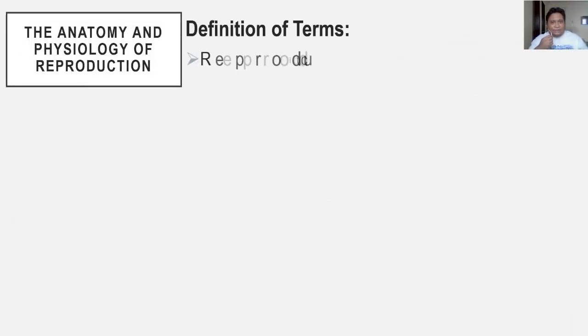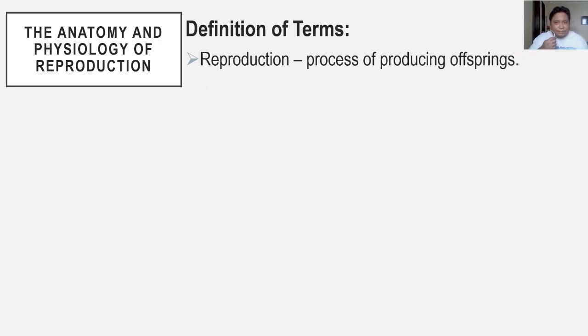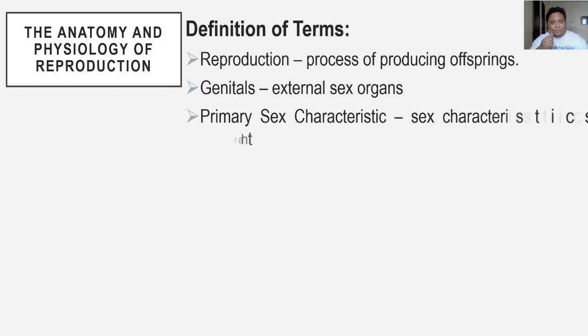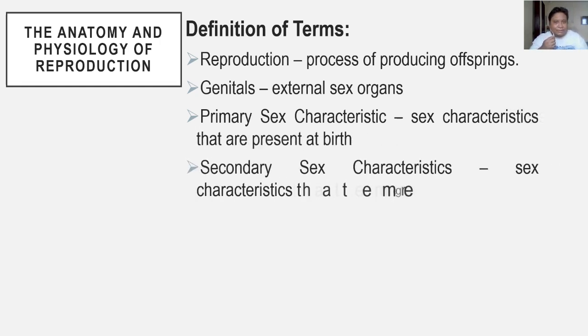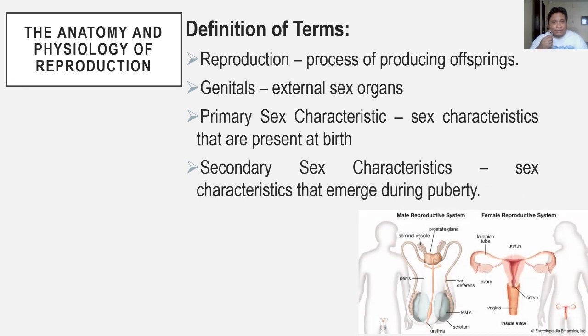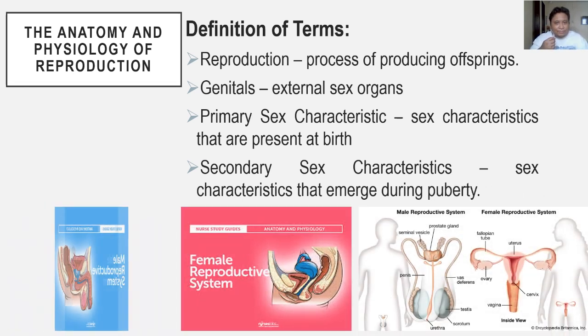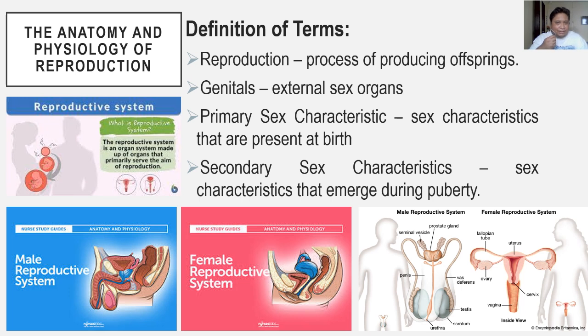Okay, for the definition of terms, reproduction is a process for producing an offspring. Genitals is considered to be an external sex organ, both male and female. The primary sex characteristics are the sex characteristics that are present at birth. But when you say secondary sex characteristics, these are the sex characteristics that emerge during puberty.